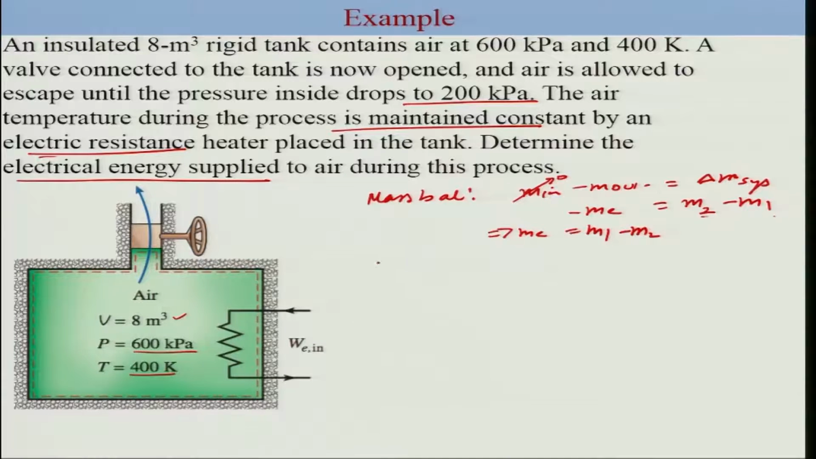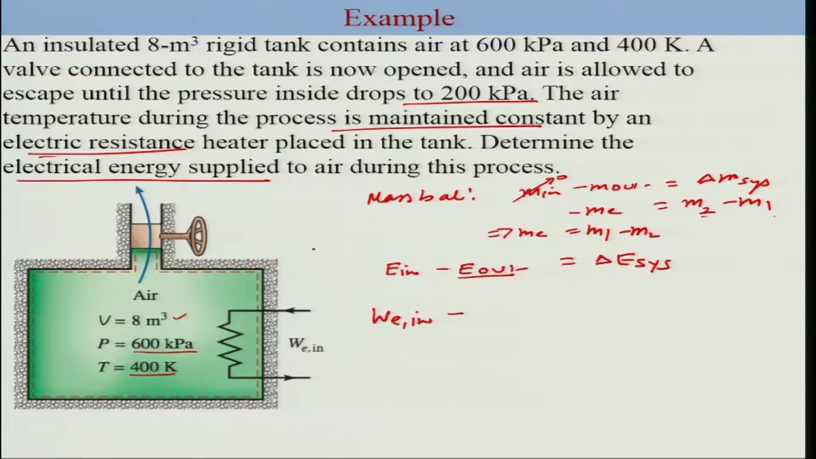Okay. Now what is the energy balance here? Energy balance here would be E in minus E out. So this is the net energy transfer to the system, and that will be delta E system. Okay. So E in this case is nothing but W e in. There is no specific heat transfer to the system. Minus, what about E out?